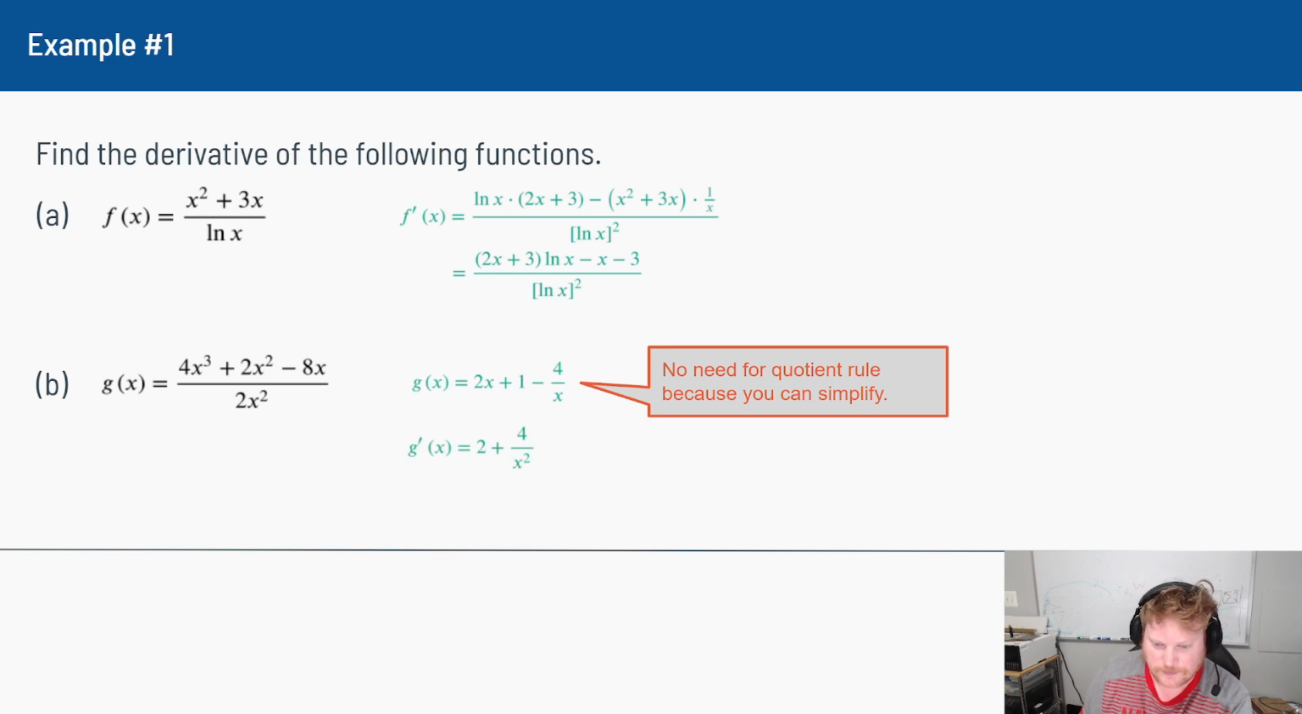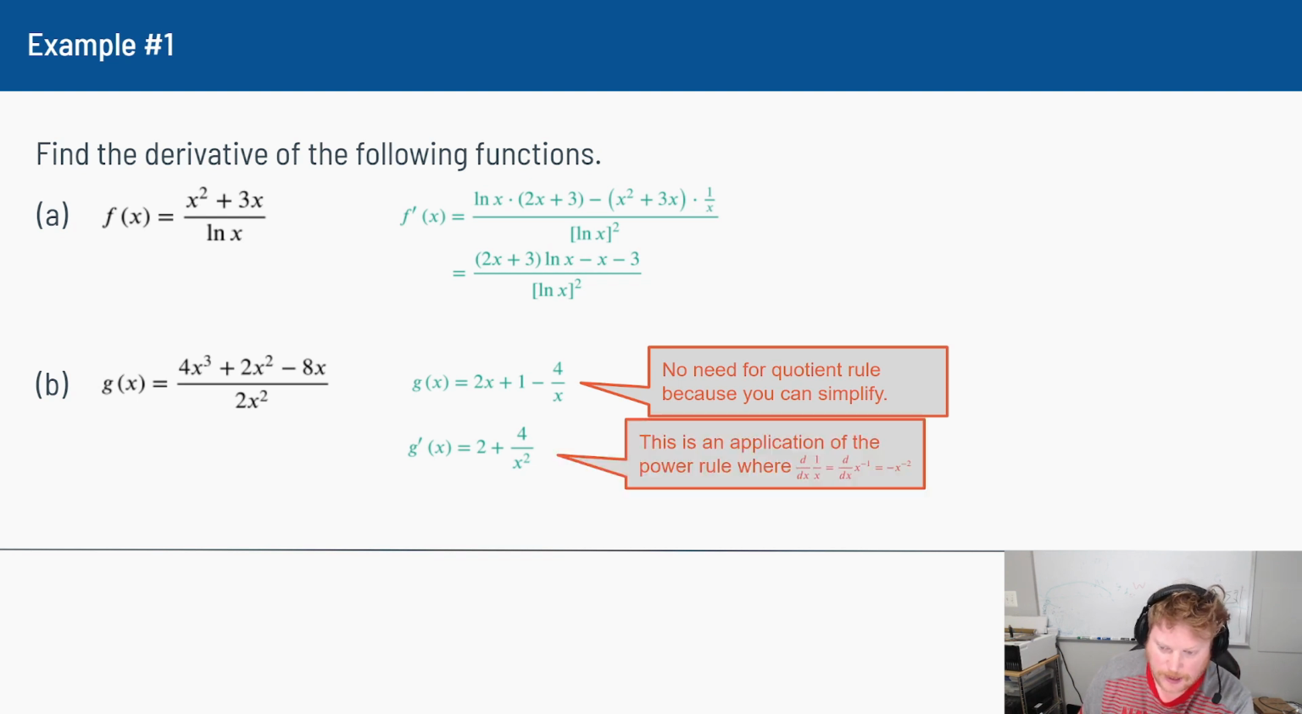And in this case, the derivative ends up being 2 plus 4 over x squared. And of course, for minus 4 over x, I'm using the power rule there, right? That's an application of the power rule.